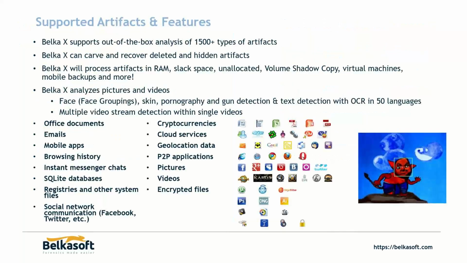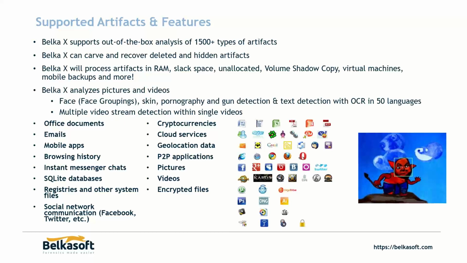Out of the box, we do support probably about 1,600 different types of artifacts now. We do have the ability to carve and recover deleted and hidden artifacts. So we're searching master boot records, slack space, and unallocated space, the free list within SQLite databases, and write-ahead logs. All these things are supported within Belkasoft X analysis.